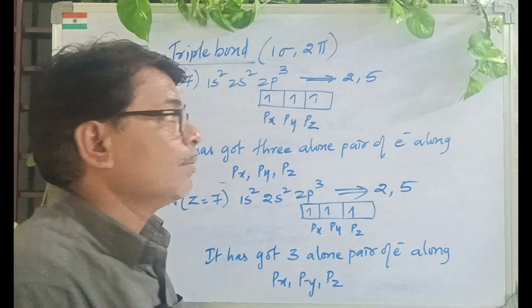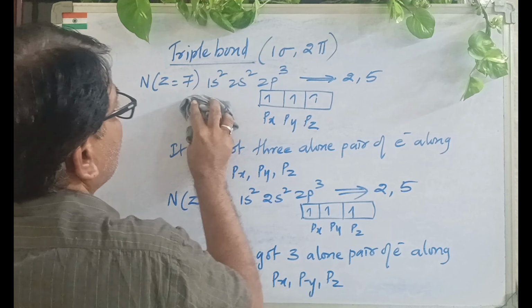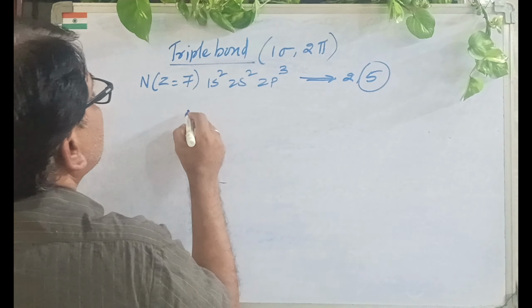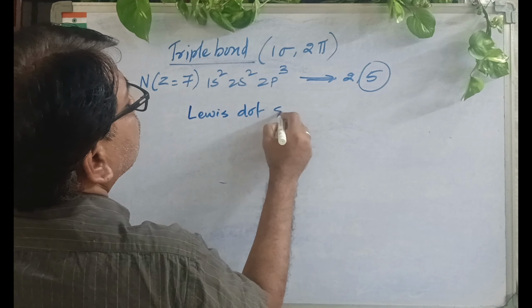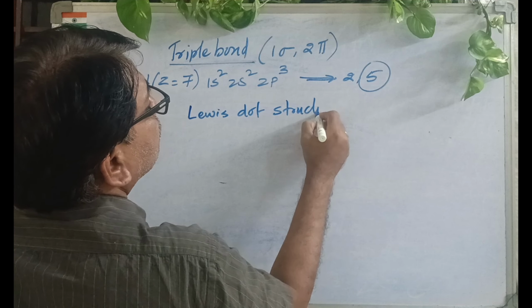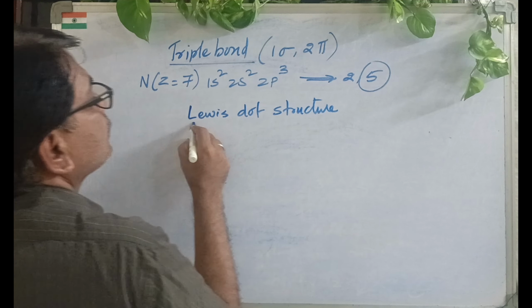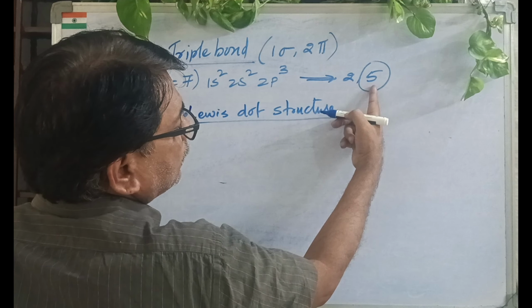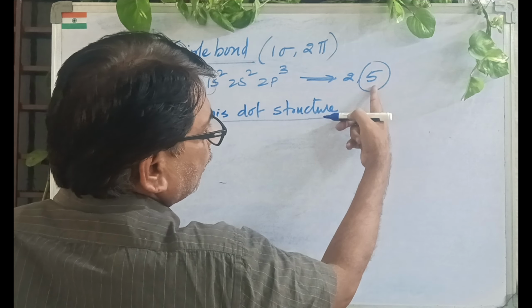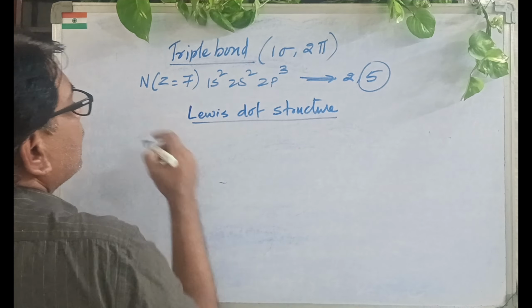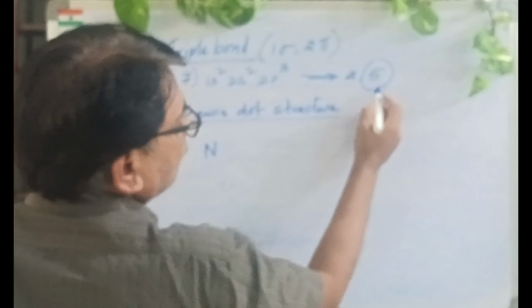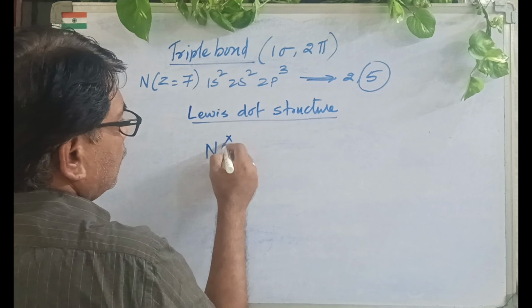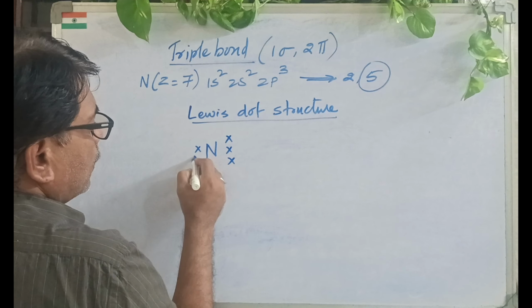Now we will show the same in the form of the electron dot formula, the Lewis dot structure. What do you mean by Lewis dot structure? You are representing the valence electrons around the atom. That is what Lewis dot structure means. How many do you have? 5. How many do you require? 3. So 3 on one side. 3, 4 and 5.